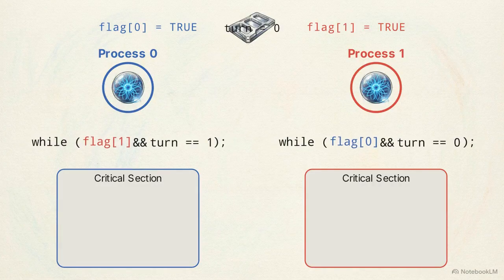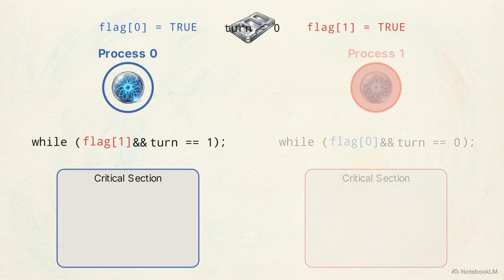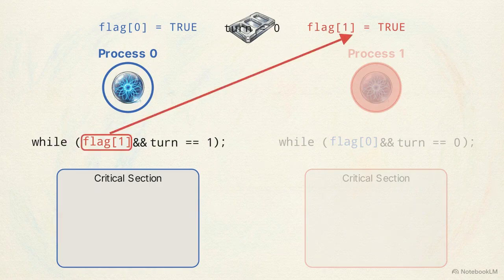Is the other process's flag true? And is it the other process's turn? Let's evaluate this loop condition for process 0, based on our current memory state. Process 0 checks the first condition. Is process 1's flag set to true?